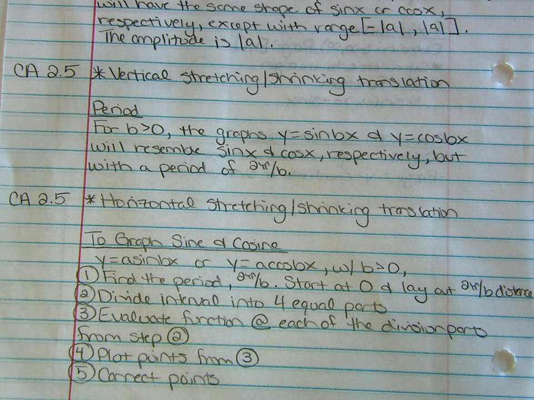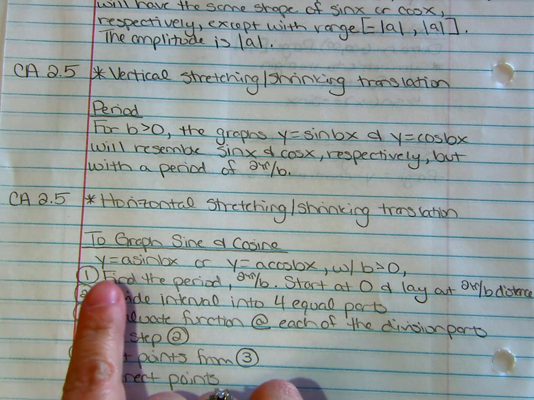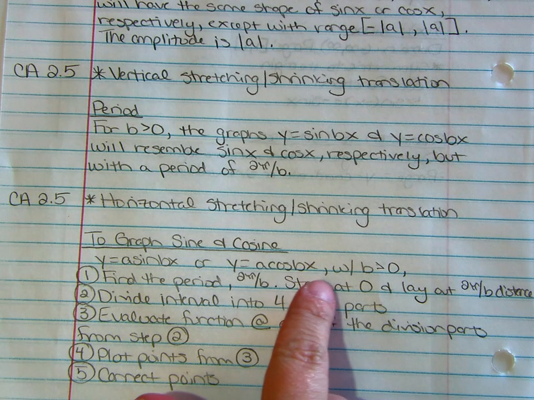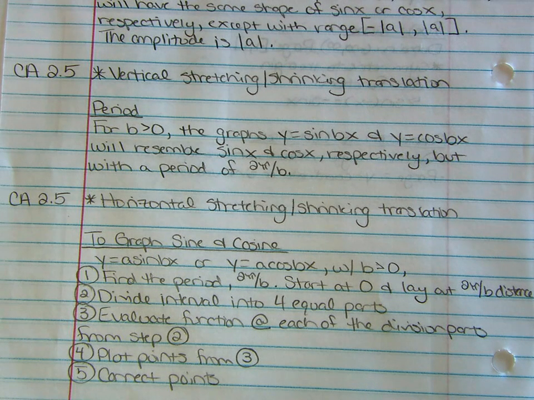This is how we're going to approach graphing our sine and cosine. And notice it gives the general form y equals a sine b of x, or y equals a cosine b of x, where b is greater than 0. So we could have vertical stretching and shrinking, thus our amplitude could be there. And we could have horizontal stretching and shrinking that affects our period.